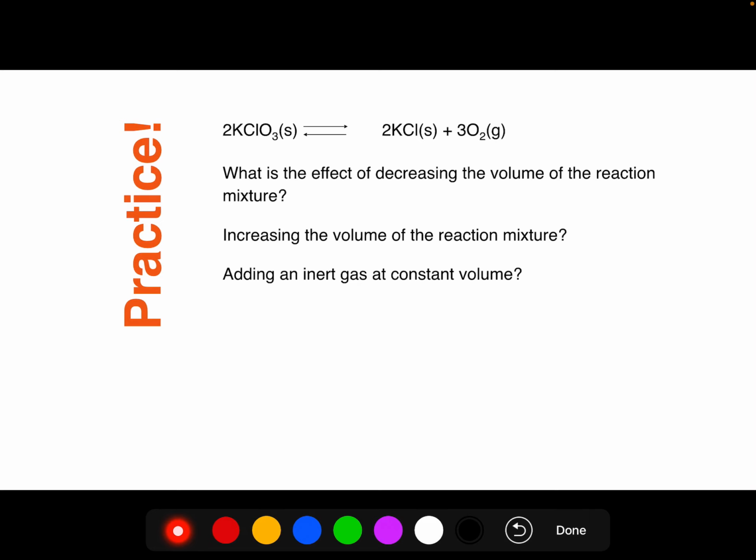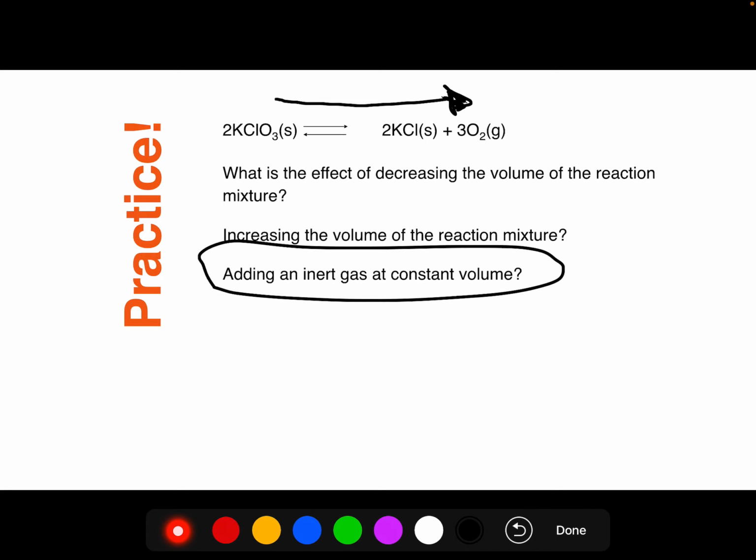If I increase the volume, well, now increasing the volume is going to decrease the pressure. To minimize that disturbance, I want to get more gas in there. So the equilibrium is going to shift this way to try to reestablish equilibrium. If I add an inert gas, nothing's going to happen.